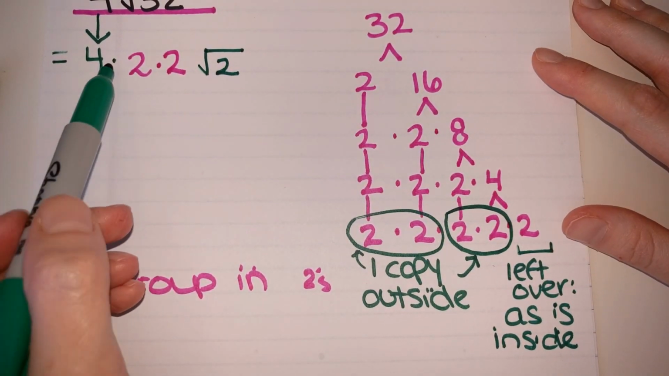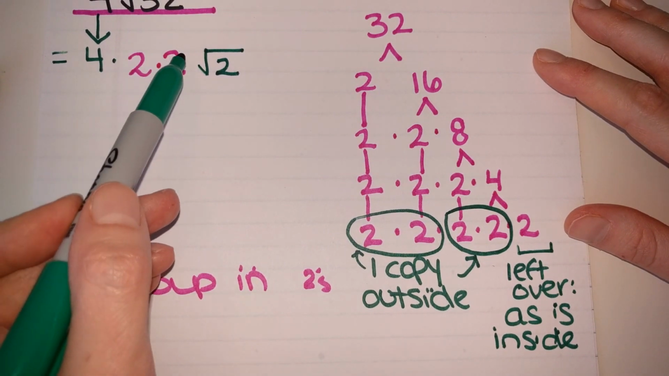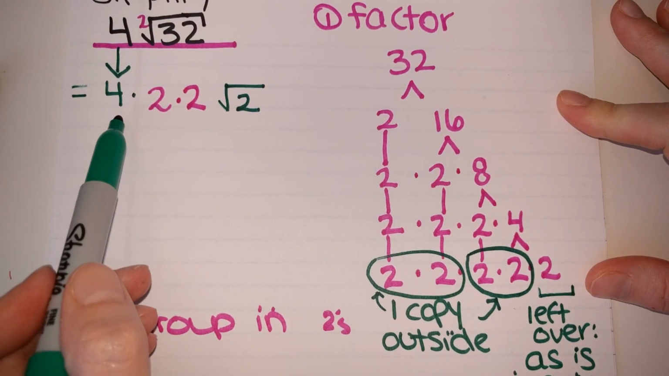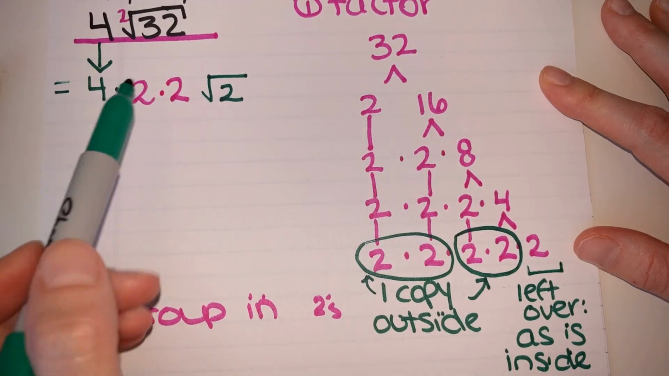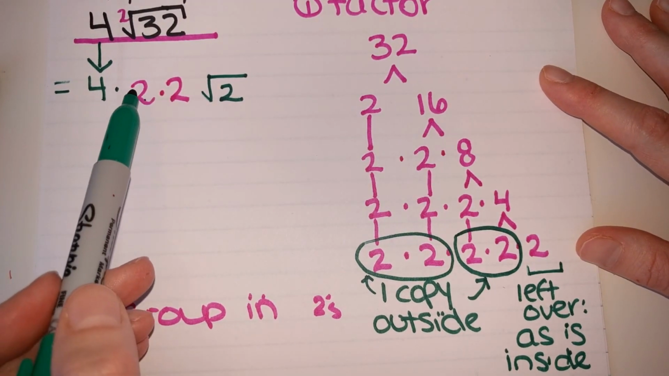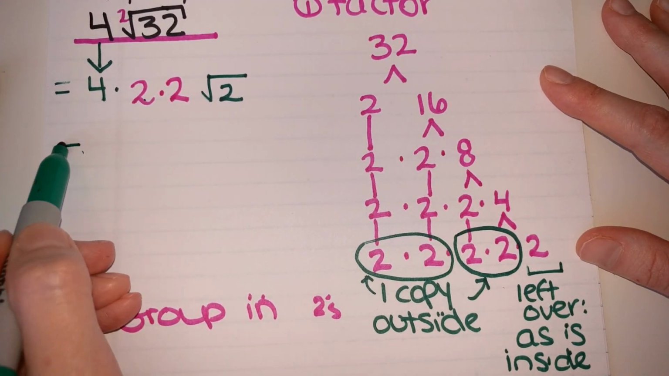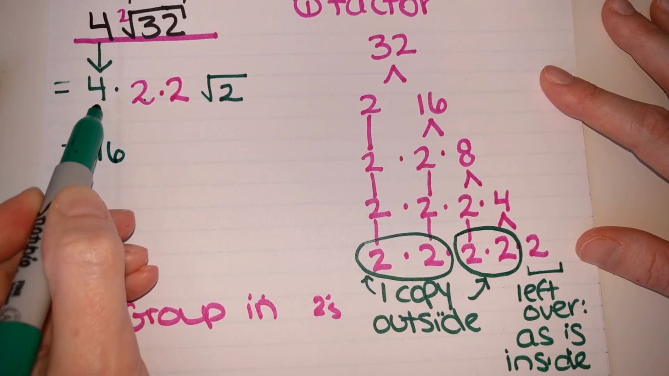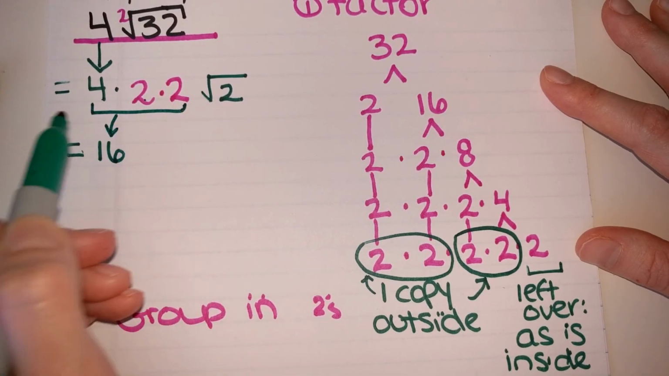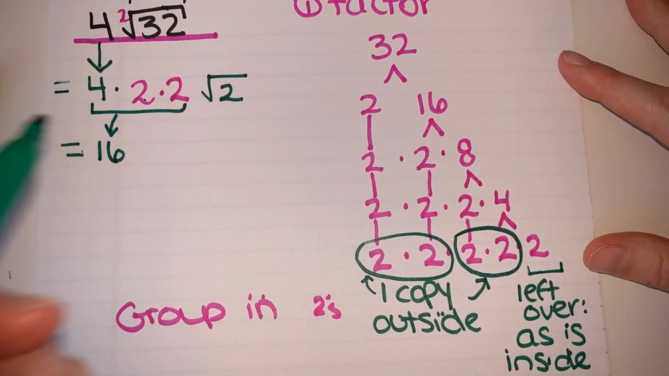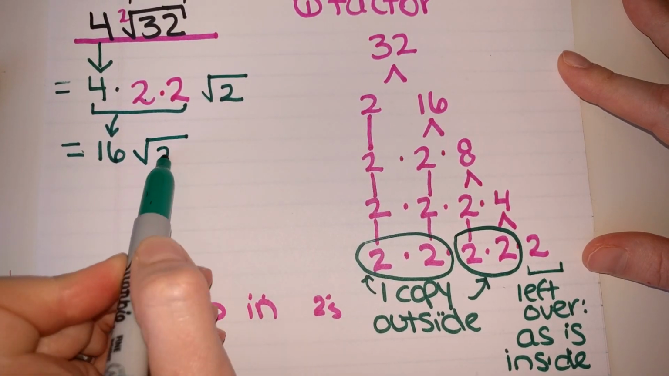Now, because you have 4 times 2 and then times another 2, you have to multiply all of these together. So we would take 4 times 2, that would give us 8, times another 2, and that will give us 16. So the 16 is coming from multiplying all of the 4, 2, and 2 together. And then we'll still have our square root of 2.